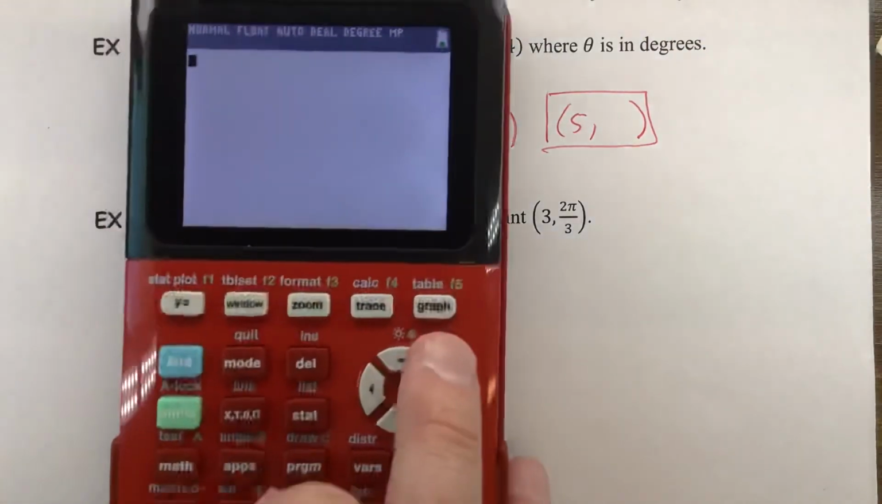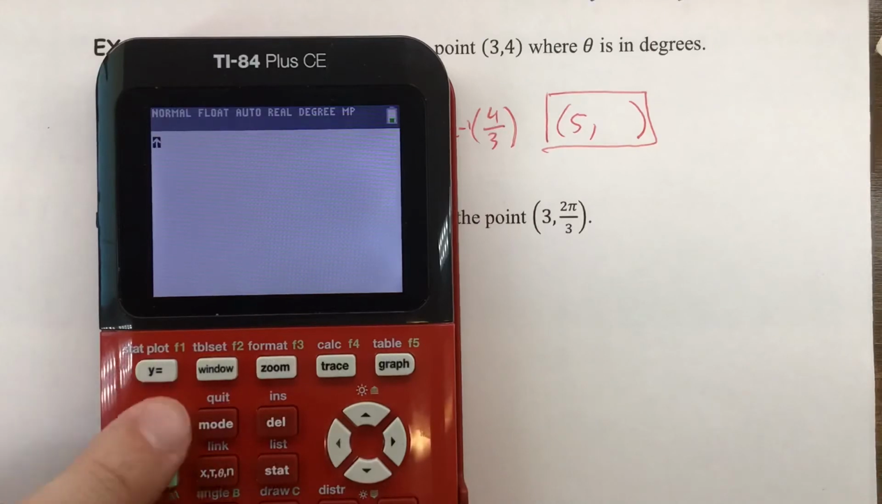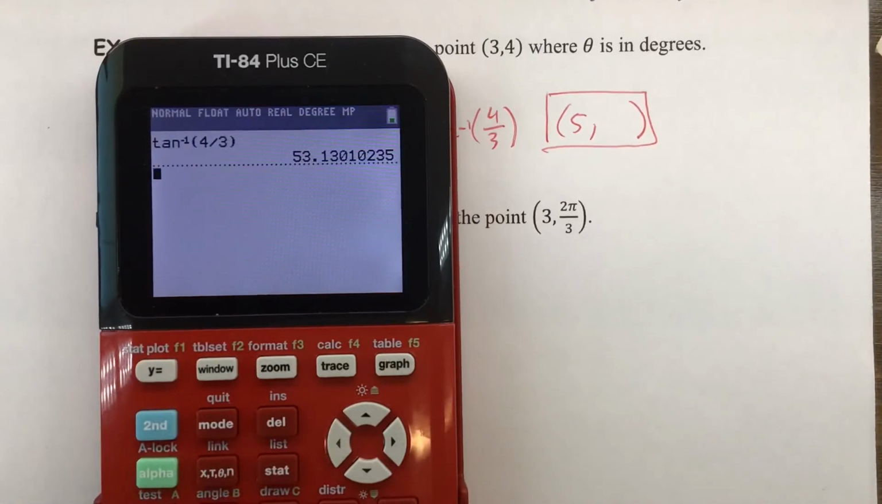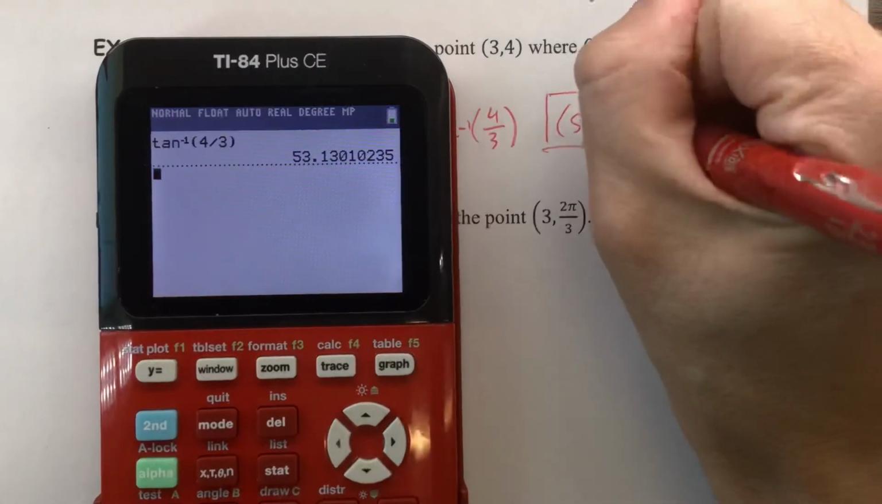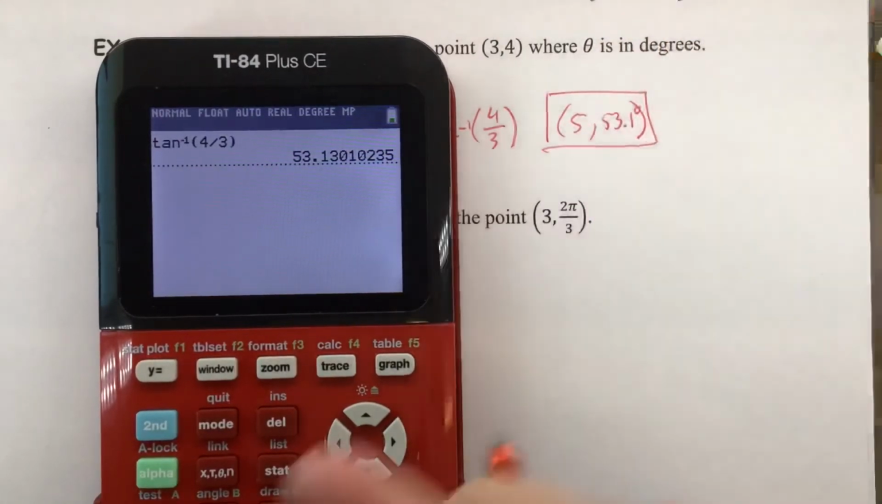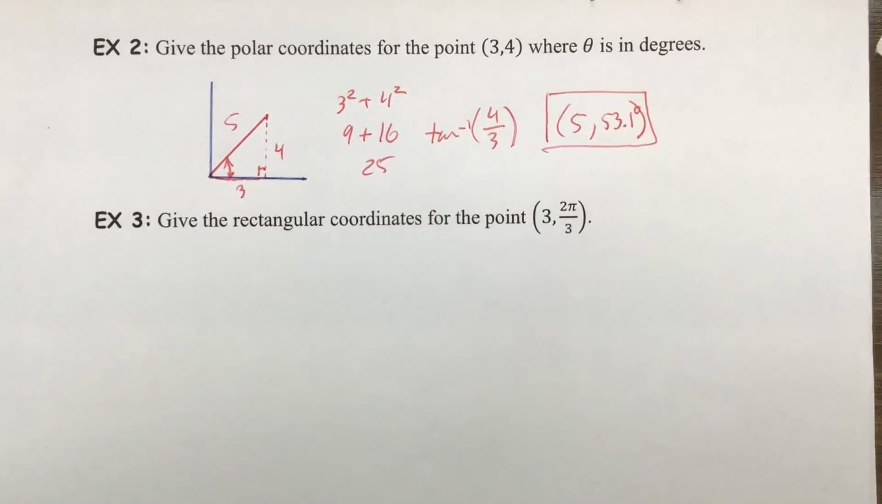All right, so with the calculator set to degrees, we'll do an arctangent of 4/3. That gives us 53.1. And that's it. That's all you really got to do to convert rectangular form into polar form.